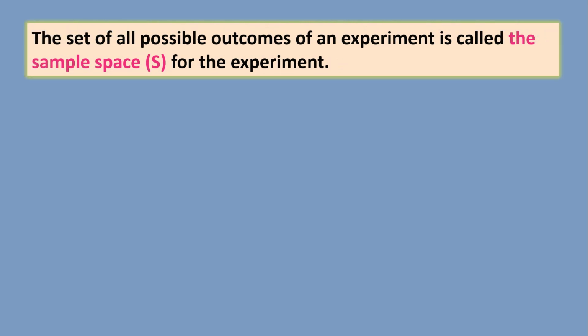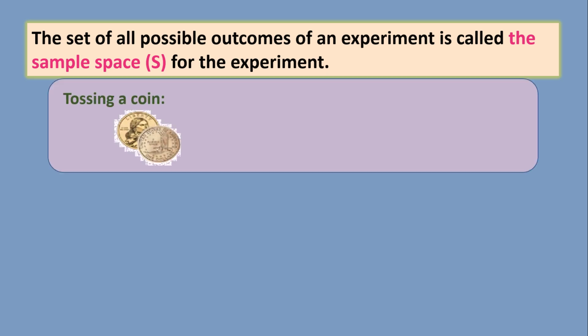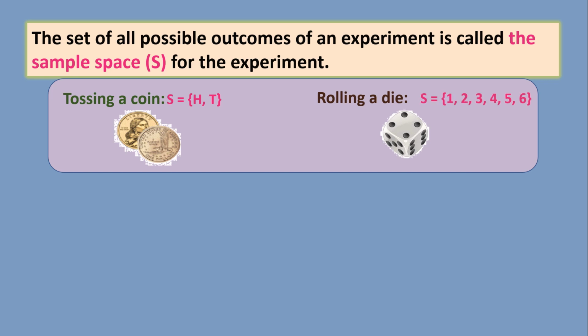What is the sample space? The set of all possible outcomes of an experiment is called the sample space for the experiment. S is the notation. Now let me explain this using some examples. First, tossing a coin. What are the possible outcomes? Head and tail. Therefore, this is the sample space for this experiment. Then, rolling a die. What are the possible outcomes? This is a 6-sided die, so 1 to 6. So this is the sample space for rolling a die.